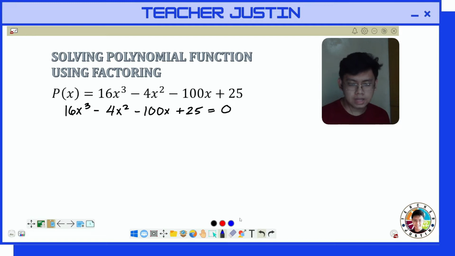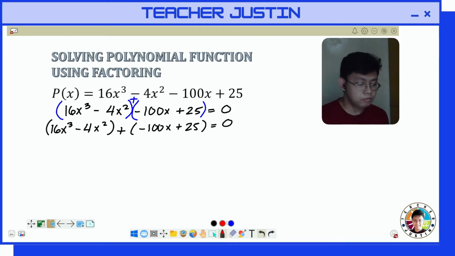Okay? Next, let's group our polynomial function. So let's apply factoring by grouping. So we will group our first term and second term, third term, and our fourth term. Then, let's insert the addition symbol in between them to separate the second group from our first group. So, let's rewrite this. Our next step is to apply common monomial factoring for each group.